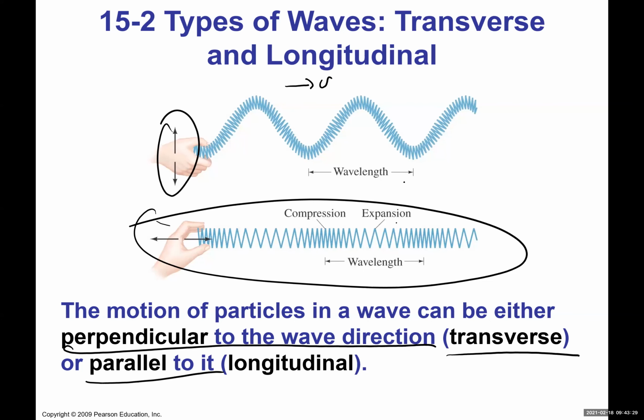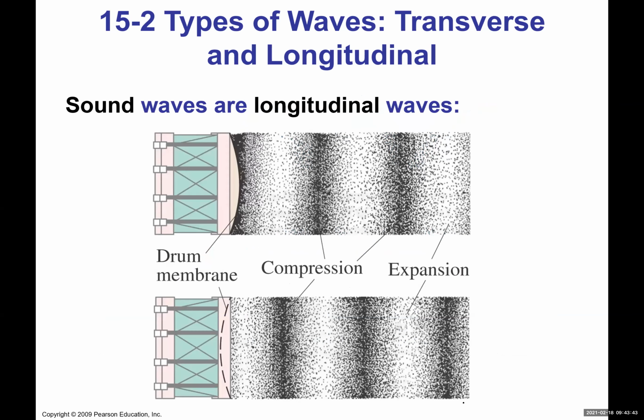So those are the two types of mechanical waves, transverse and longitudinal. Technically, the electromagnetic wave is also a transverse wave, so when we go to light in the future, it can also be considered a transverse wave. Sound is a longitudinal wave, for example. A string wave is a transverse wave.